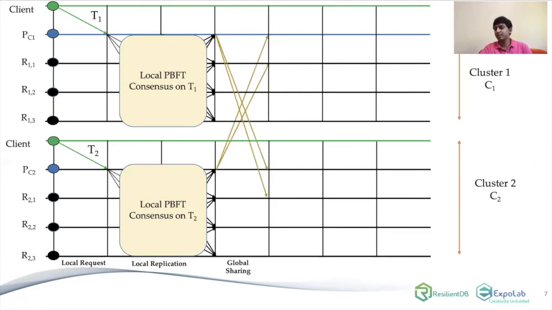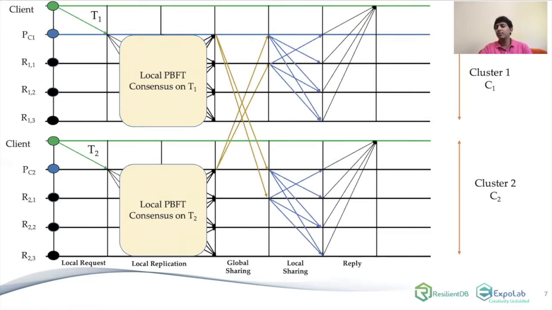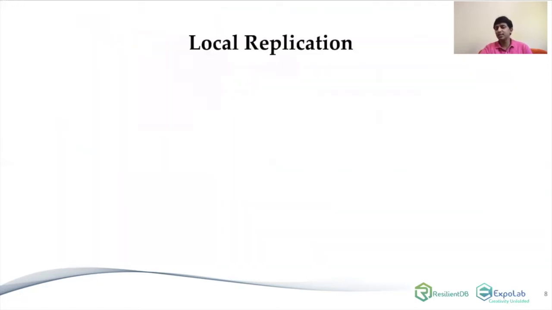And then these clusters exchange the certificate. If there's a need, they do local sharing. Finally, they order the request, and then they reply to the client. Now let's see each of these stages in detail. The first stage is about local replication. Basically, we want each cluster to locally replicate its request and create a certificate.